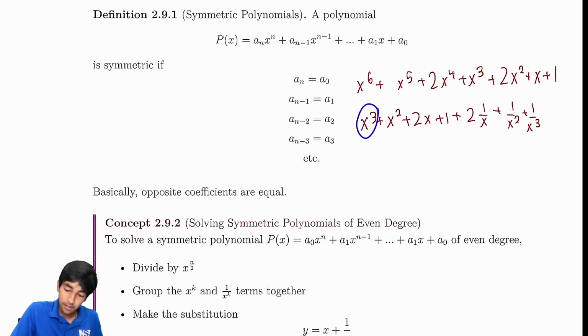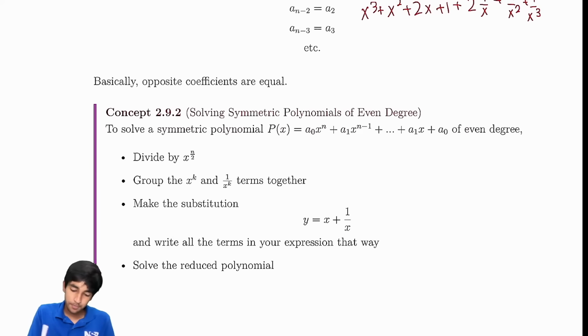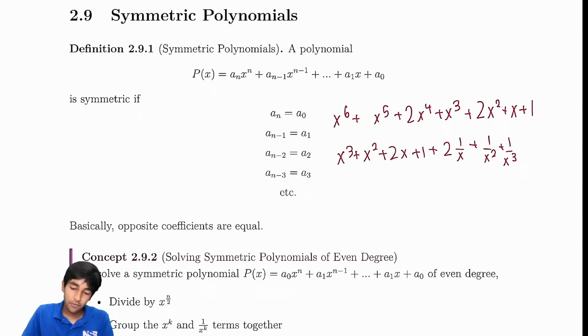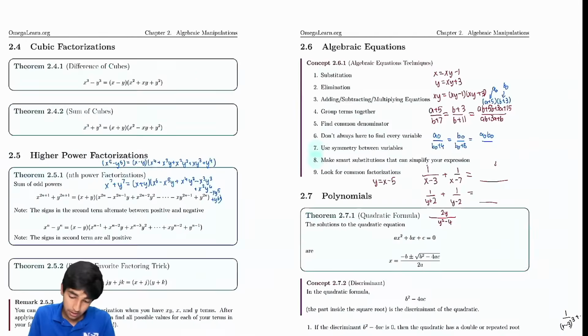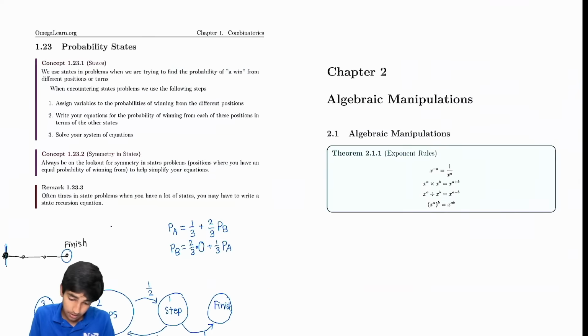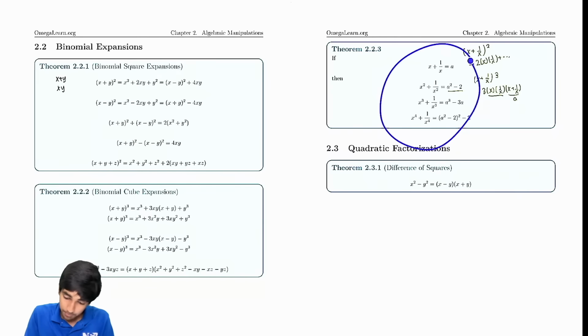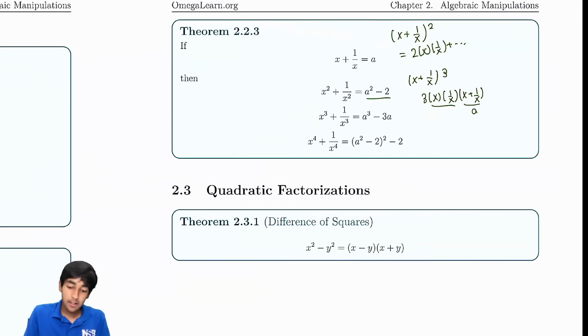So now take a look at this: x cubed plus 1 over x cubed, x squared plus 1 over x squared, 2 times x plus 1 over x, and 1. Does this remind you of anything? Remember this stuff from earlier? We covered it earlier. We can use these things, which you don't have to memorize. You can derive them on the spot. But for now, if you want, you can refer back to this point in the video if you need it.